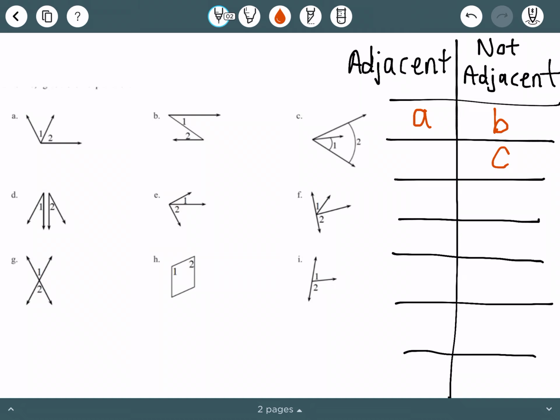All right, part D, we have angle 1 and angle 2. Angle 1's vertex is here, angle 2's vertex is here. So before we even look to see if they share a common side, it cannot be adjacent because they do not share the same vertex.